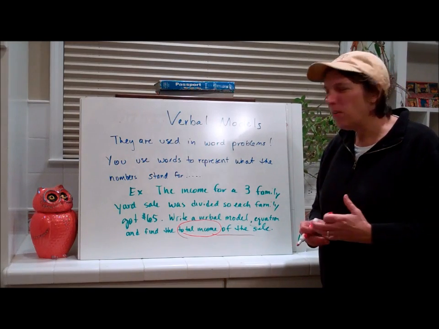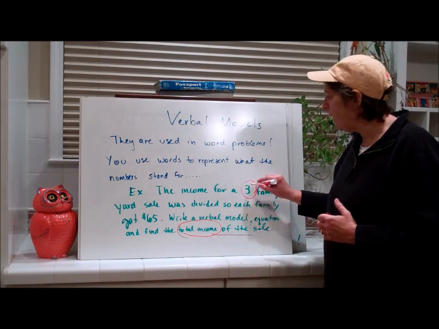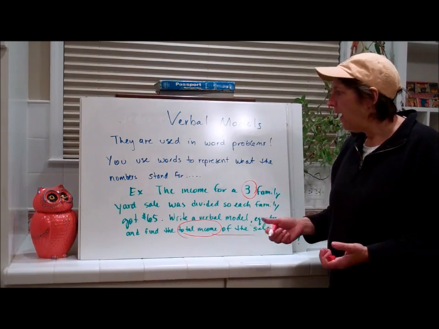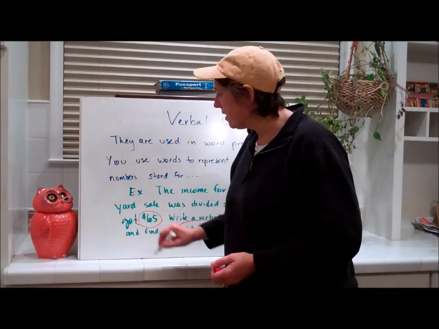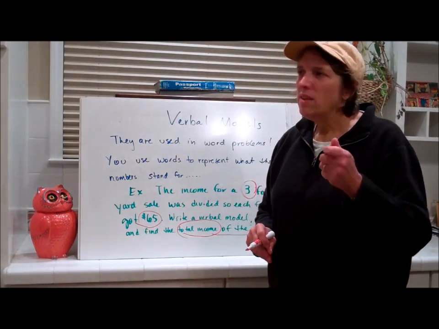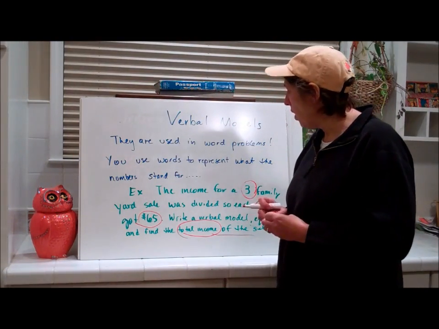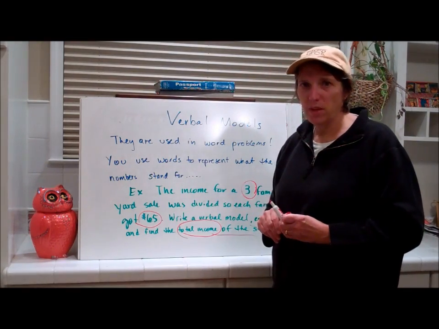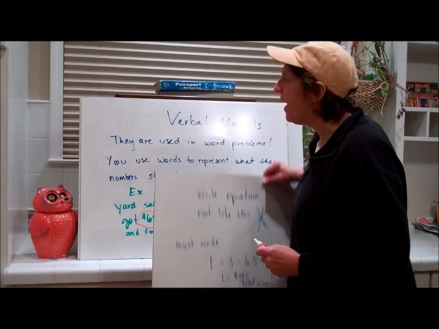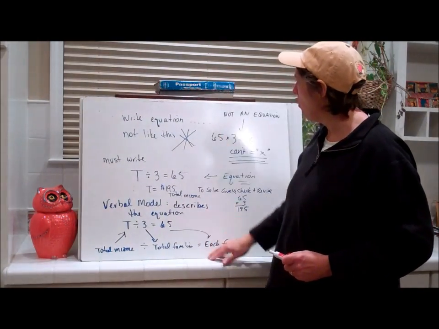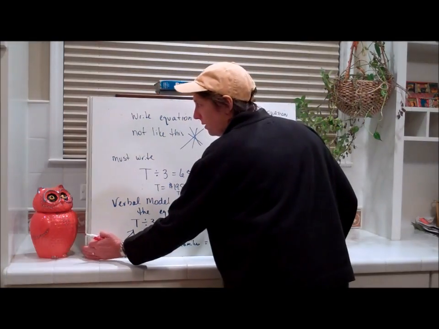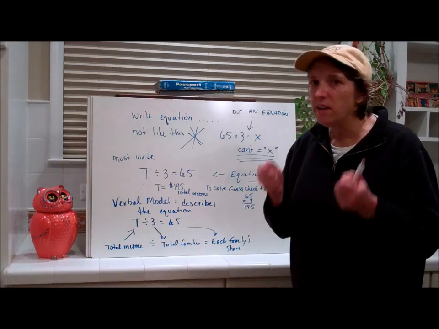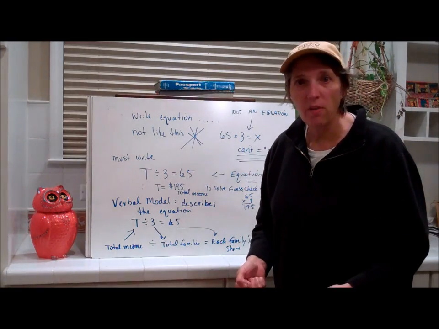Step 2, we want to identify the other numbers. Well, we know we have 3 families that are going to share the income of the sale. And we know that each family got $65. This is the challenging part because you're going to want to write 3 times 65 equals x. That is a major no. No, no, no. You cannot write 65 times 3 equals x. That is not an equation. You will lose points every time.